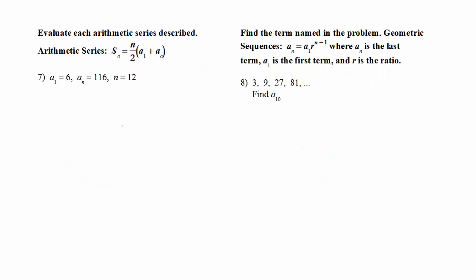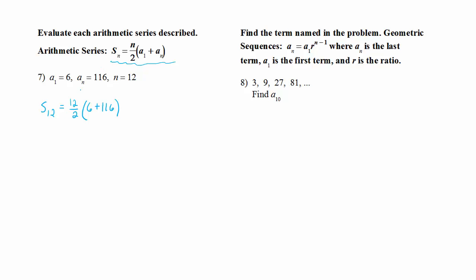On 7, we're going to find the sum of the arithmetic series they described. They give us this formula here. This is only one of the two formulas we had for arithmetic series, but because they gave us A1 and AN, which is here and here, and then they gave us N as well, we'll just be able to fill this in, no problem, and just solve. So we're finding the sum of the first 12 numbers. We know that there are 12 terms, so we do 12 over 2. The first term is 6, and the last term is 116.